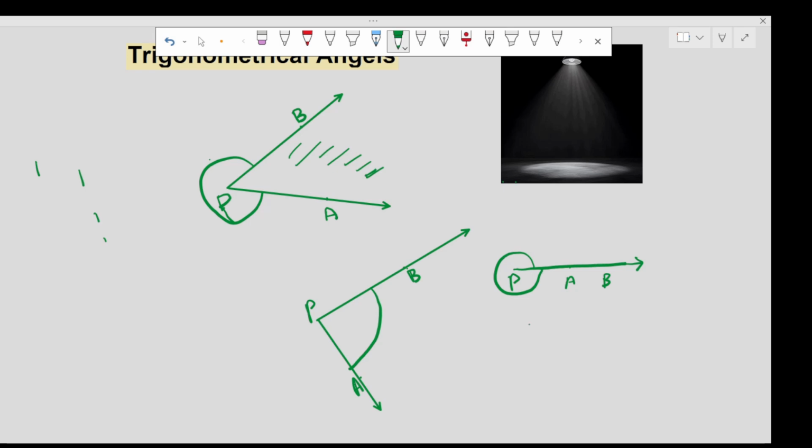Drawing another figure for 360 degrees, with another angle, A, B, and 0 degrees. The main thing is that the geometric angle's minimum measure is 0 degrees and maximum measure is 360 degrees.